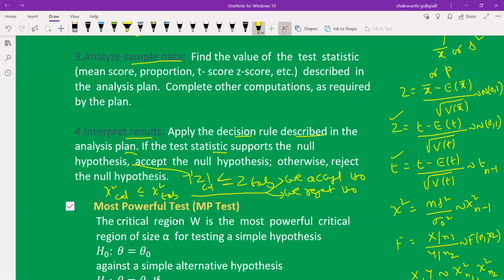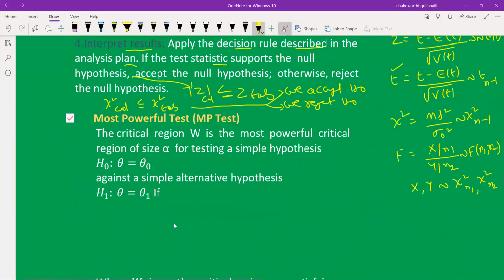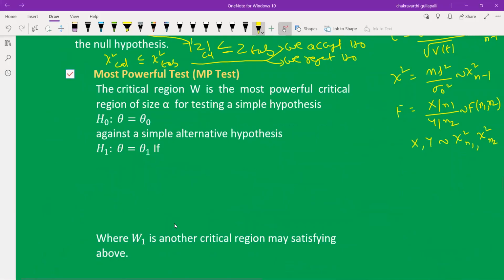In advanced studies, at PG level, always use the p-value approach instead of the table values method. So that is the procedure of testing of hypothesis. Next, another very, very important topic: the most powerful test.